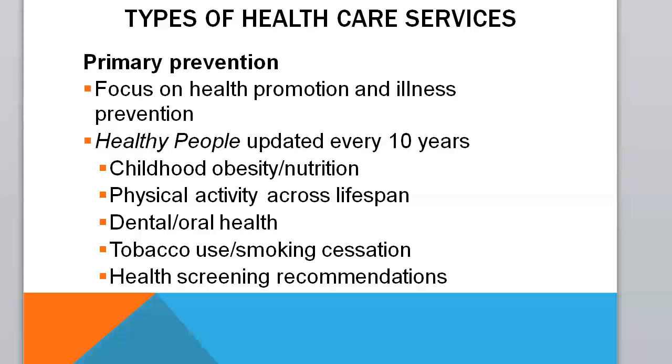okay? And this is where Healthy People comes into play, where they look at all the diseases that are occurring in our country, in the United States, and they update that every 10 years to kind of see what do we really need to focus on, what are the problems that we're seeing with the health of certain populations across the lifespan. And this is where Healthy People looked and saw that childhood obesity and children's nutrition was definitely a problem.